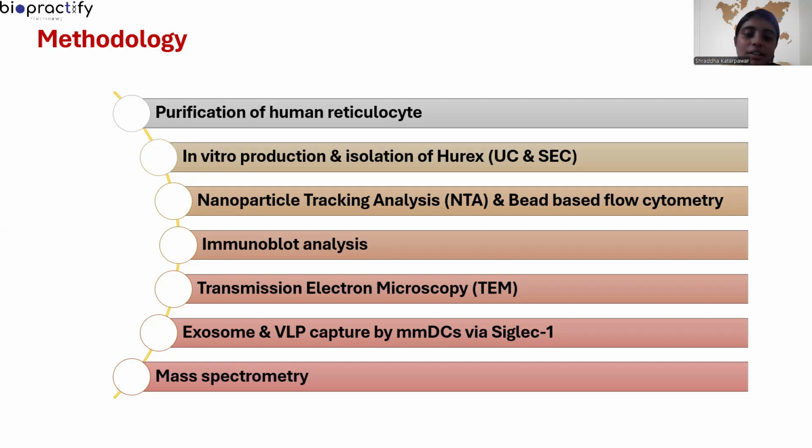Then next is transmission electron microscopy. Transmission electron microscopy is performed for the ultracentrifugation samples, along with immunogold labeling, for exosomes and virus-like protein capture by mature monocyte-derived dendritic cells via Siglec-1. Here Siglec-1 is a receptor present on the surface of the dendritic cells, and these dendritic cells are going to capture the exosomes. So this capture ability will be checked using this method. And the last step is the mass spectrometric analysis.